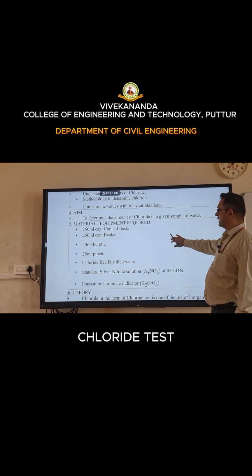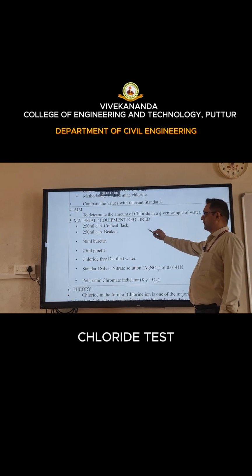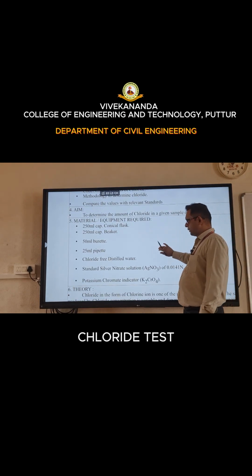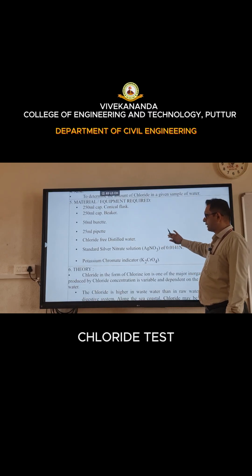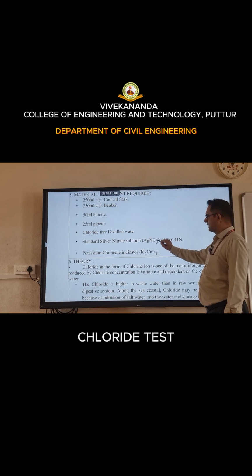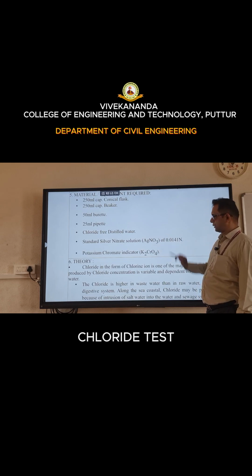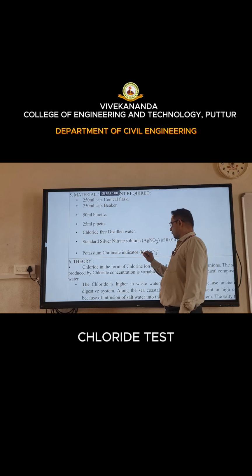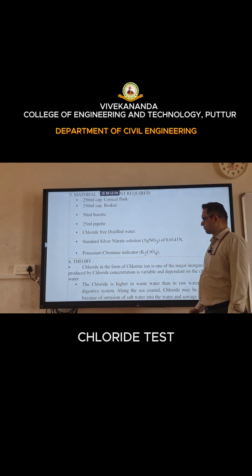So the materials and equipment required: conical flask, beaker, burette, pipette, distilled water. Chemicals: 0.0141 normal standard silver nitrate solution, and potassium chromate as an indicator, right?